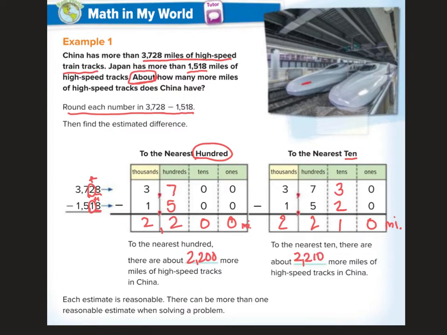So each estimate is reasonable. There's not like a trick to know, are we going to do tens? Are we going to do hundreds? They're both reasonable estimates, right? There can be more than one reasonable estimate when solving a problem. Okay, so it's not like, oh, hey, I absolutely can only do it one way. This one's kind of open-ended. Hundreds, tens, up to you.